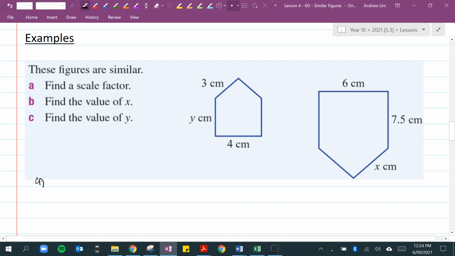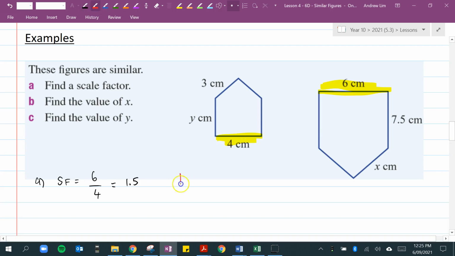So question A, what we need to do is see which two sides correspond with each other. I can see that this 4 is opposite this angle here, and this 6 is opposite that angle. So I'm going to take the longer one. The scale factor is the longer one divided by the shorter one, which is 1.5. So now that we've done that, we can use the scale factor to work out any unknown sides.